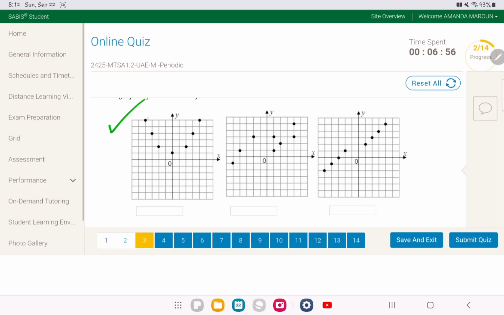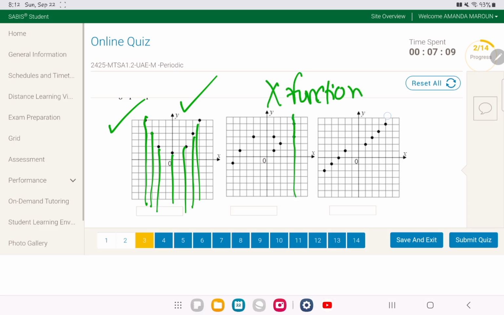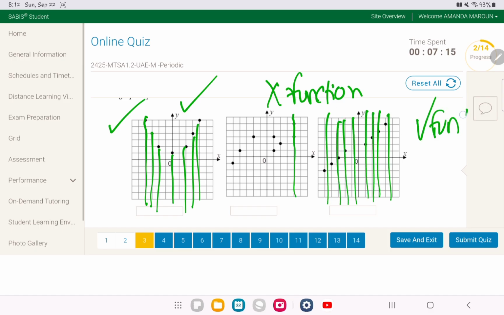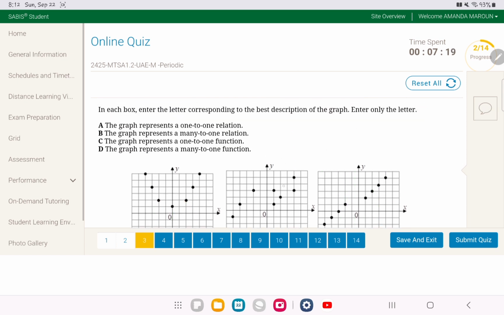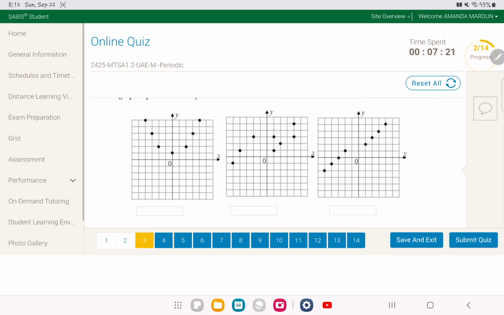If we do the vertical line test, 1, 2, 3, 4, 5, 6, 7, it is a function. How about this one? If we do the vertical line test, it's not a function. And this one, if you do the vertical line test, you will see that it is a function. So the first one and the last one are functions, and the middle one is not a function. Now we need to check which one is one-to-one and which one is many-to-one.